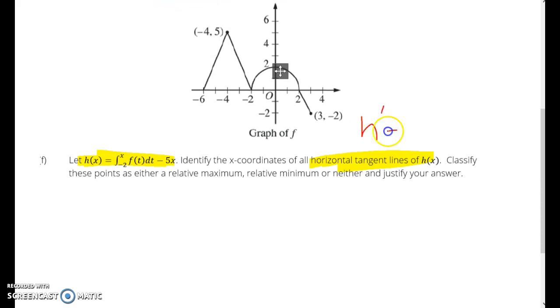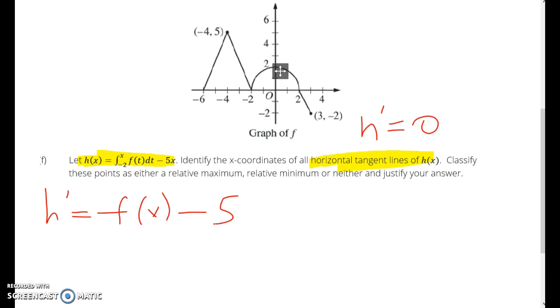That means h prime needs to equal 0. That's where horizontal tangent lines exist. So h prime, let me figure out what that is. That means I need to find the derivative of the integral. That looks familiar. That's just f of x minus the derivative of 5x. That's 5.